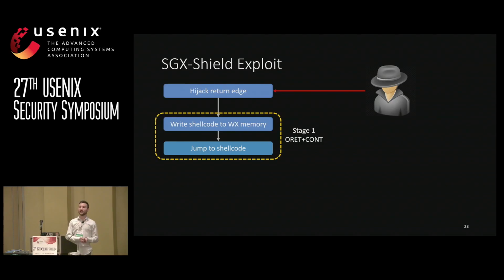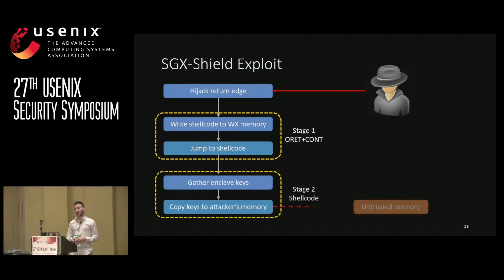So in SGX-Shield, you actually have some writable and executable memory. That's a limitation of SGX when you have to do code randomization, at least SGX version 1. And that's why WXRX is implemented in software. We jump to that shellcode, and then we have our shellcode just steal enclave keys and send them over to the attacker. And you could basically do anything, but stealing keys is probably one of the most interesting things that you can do to an SGX enclave.